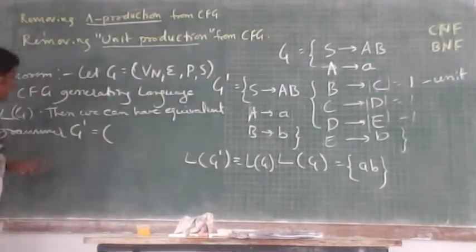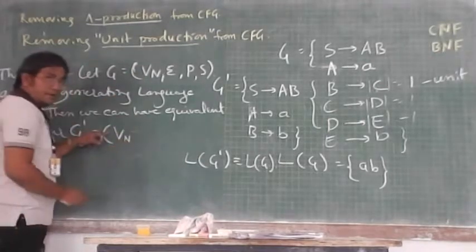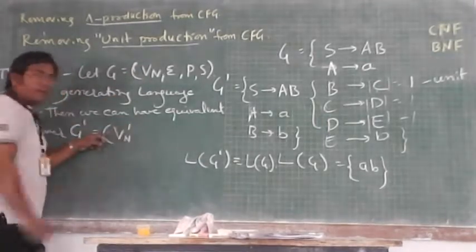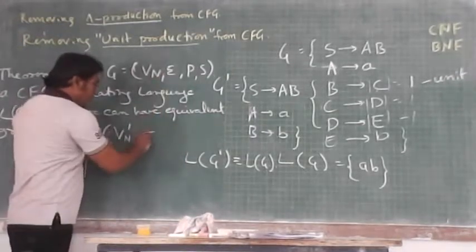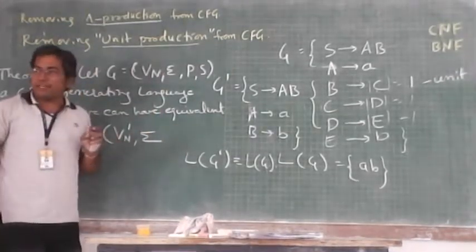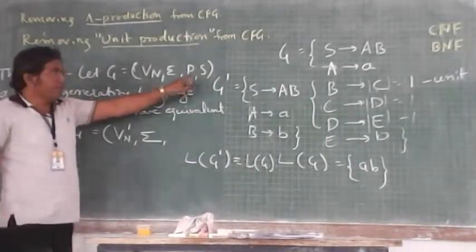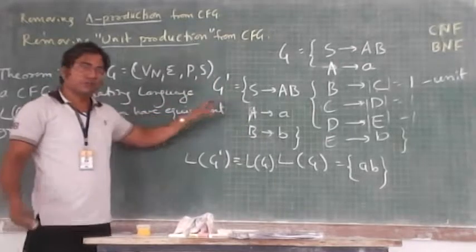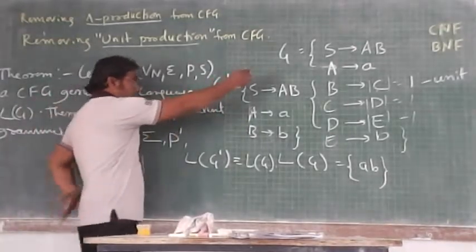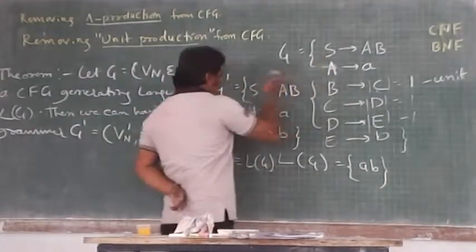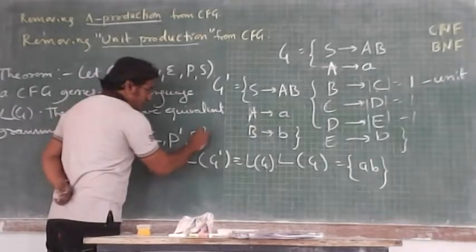So how do we say that? G dash is the grammar having a smaller number of variables. For that purpose I say V dash. Then what about the symbols? Symbols are the same, I keep sigma as it is. And what about P? Is P as it is in G dash? No, it is changed. That's why I termed it P dash. And S, what was the start symbol in G? The same start symbol is there in G dash, so S I won't change.